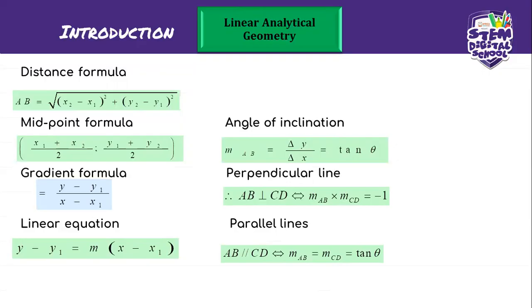So all these formulas, you will find them on the formula sheet. You don't have to memorize them. But what is important is that you need to know when to use a formula. For instance, if they ask you to calculate the distance, you must know the formula for distance. If they ask you to calculate the gradient, you must know which formula to use to calculate the gradient. So all these formulas, you will find them on the formula sheet during the exam. All right, let me take you through.